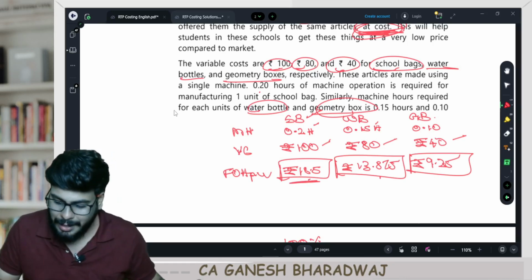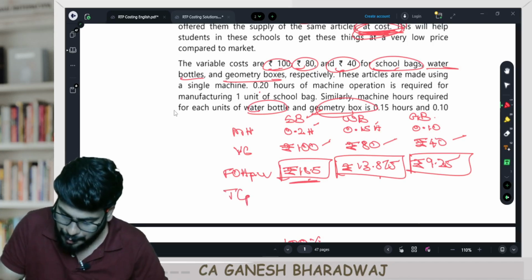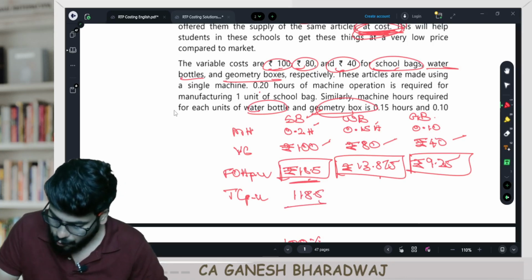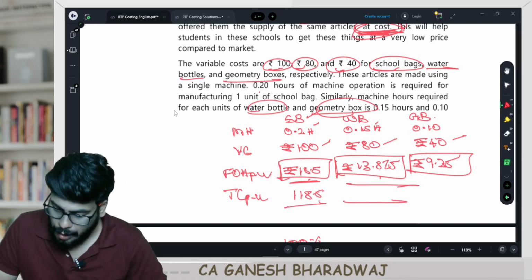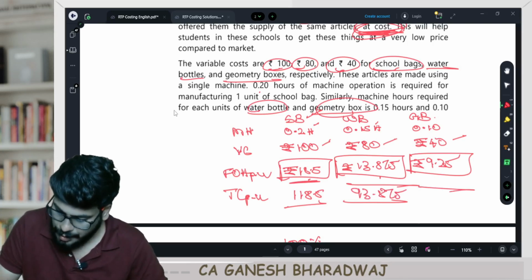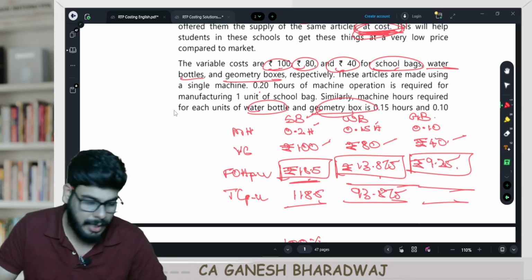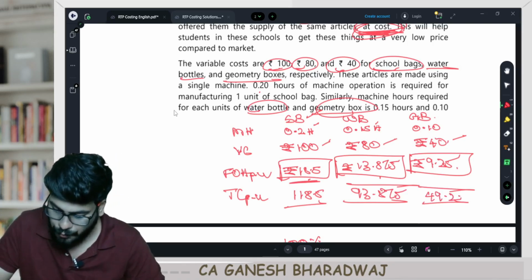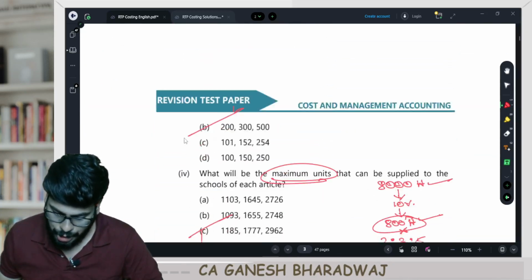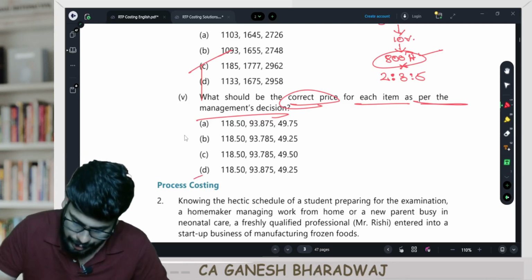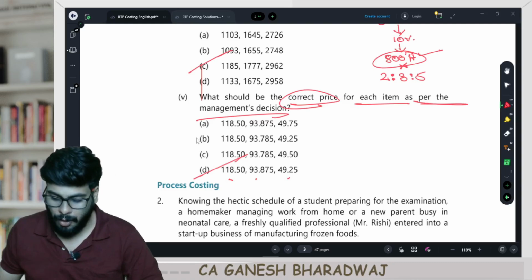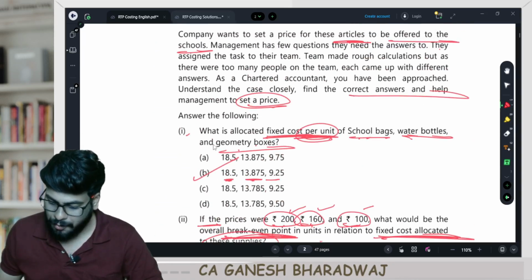So you just add the two, so you'll get what? The total cost per unit here is going to be 118.5. Here it's going to be 93.875, and here it's going to be 40 plus 9.25, it's going to be 49.25, right? So which option has this? So I think it's option number D. Look at this. 118.5, 93.875, and 49.25. This is exactly what we've got here. Are you clear with this?